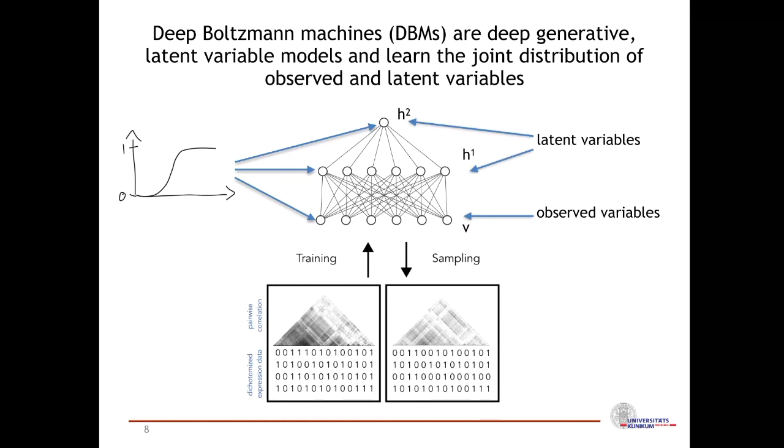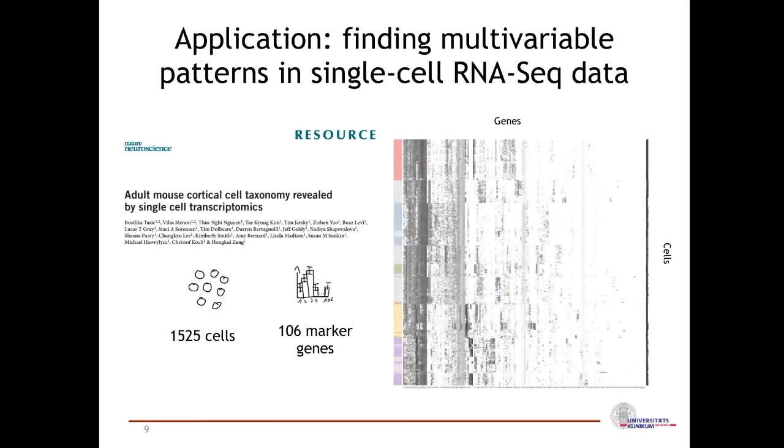So in this case, our task is now, okay, if we look at the data in a different form, here we have all the expression levels of all 106 genes, and again our cells color coded here.